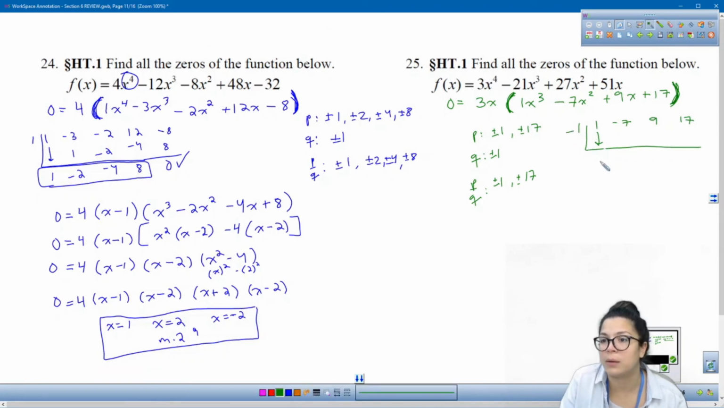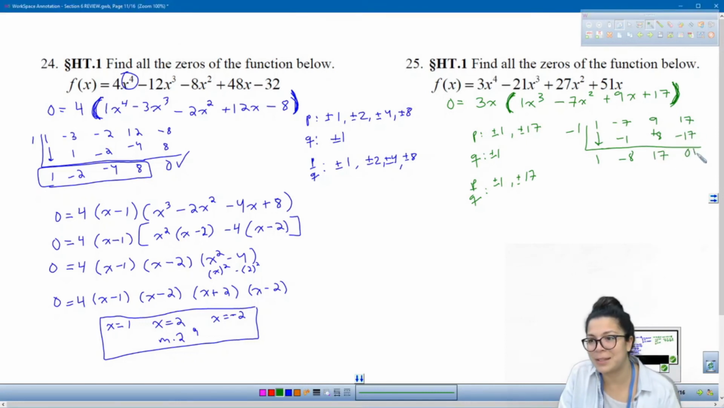What about negative 1? Okay, bring down the first one. Multiply by negative 1. Add vertically, negative 8. Multiply negative 8, positive 8. Well, negative 1 times negative 8 is positive 8. Add vertically, we get 17. Multiply, negative 17. Add vertically, we get 0. Awesome. So negative 1 is a 0.